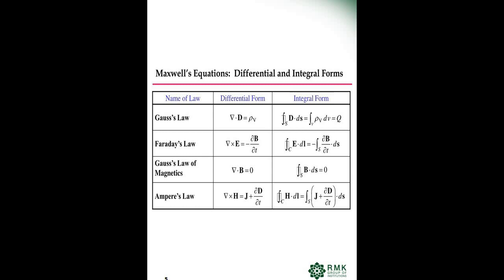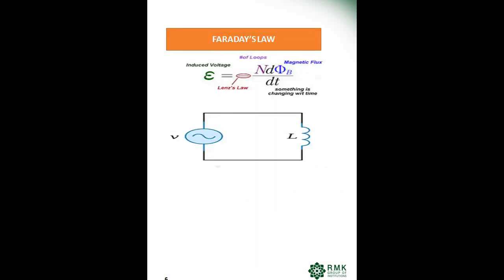So these are the four different equations of Maxwell's equations. These four equations were derived from a few laws. You can see on the left-hand side the names of the laws: Gauss's law, Faraday's law, Gauss's law for magnetics, and also Ampere's law. With the help of these laws and their basic findings, Maxwell derived these four sets of equations.